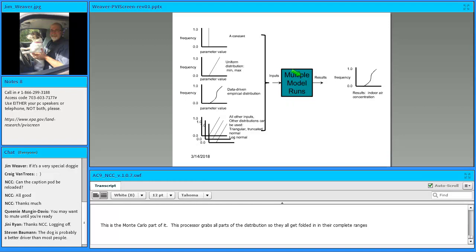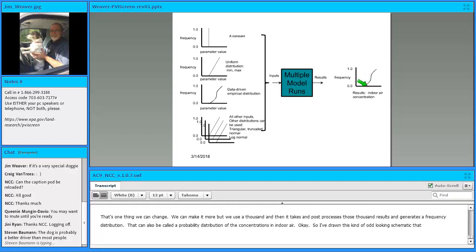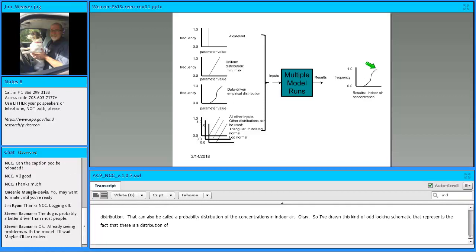That's one thing we can change. We can make it run more, but we use 1,000. And then it takes and post-processes those 1,000 results and generates a frequency distribution. It could also be called a probability distribution of the concentrations in indoor air. Okay, so I've drawn this kind of odd-looking schematic that represents the fact that there is a distribution of indoor air concentrations that are generated by the model. And this is part of the output that you'll see.